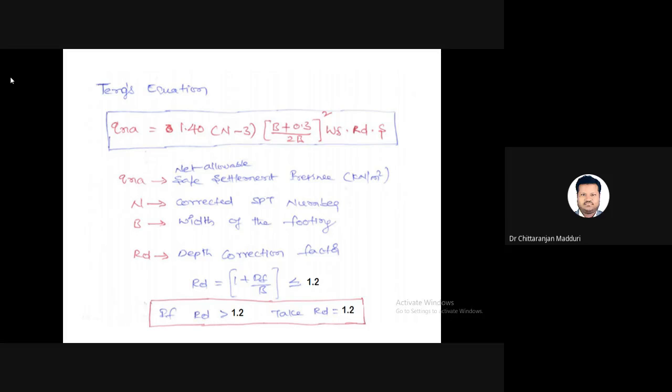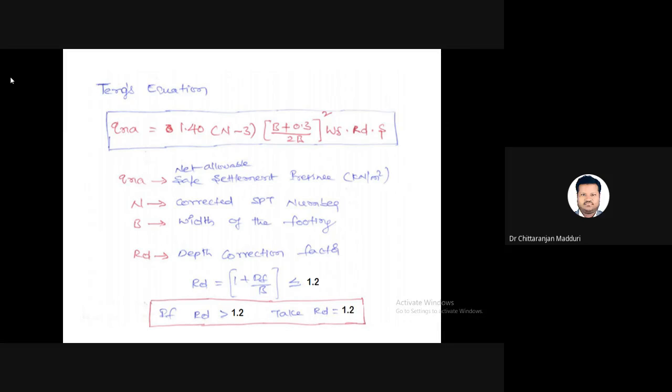Net allowable safe settlement pressure equals 1.40 into (N minus 3) into ((B plus 0.3) divided by 2B) whole square into W gamma into Rd into S. Let me explain one by one. Qna means net allowable safe settlement pressure. That means if we apply this pressure, the settlement will be within permissible limits.